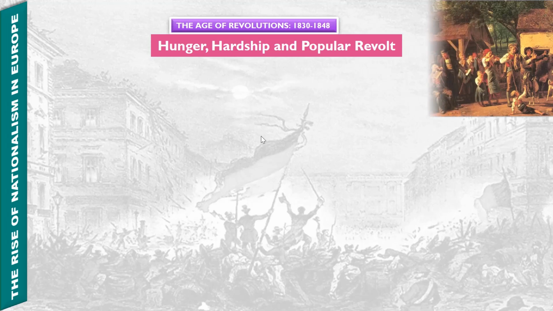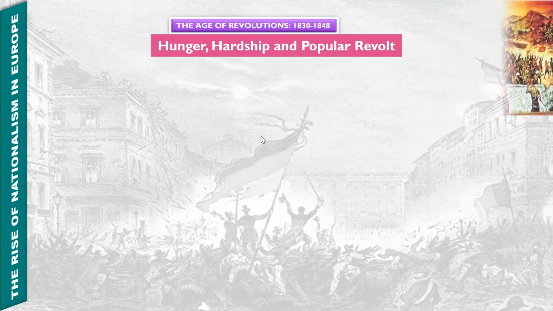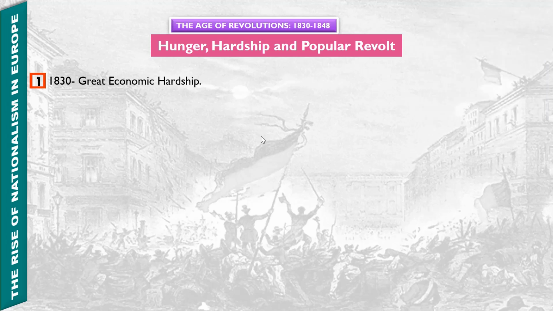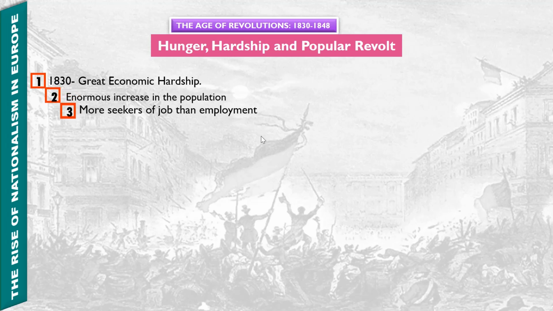The next topic is hunger, hardship, and popular revolt. The 1830s were years of great economic hardship in Europe. The first half of the 19th century saw an enormous increase in population all over Europe. In most countries, there were more seekers of jobs than employment. Population from rural areas migrated to the cities to live in overcrowded slums.